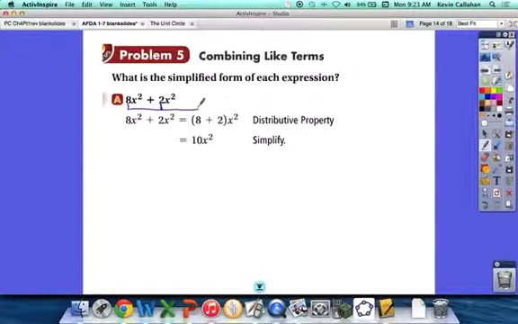Right? 8x squared plus 2x squared is how many x squareds? 10x squared. 8 apples plus 2 apples is 10 apples, and it doesn't change the exponent, right? Don't try to add those up and make that a 4. It doesn't work like that. That's multiplying, not adding.